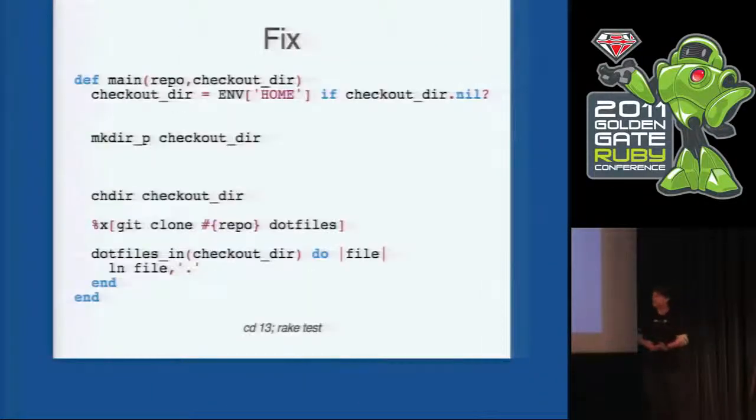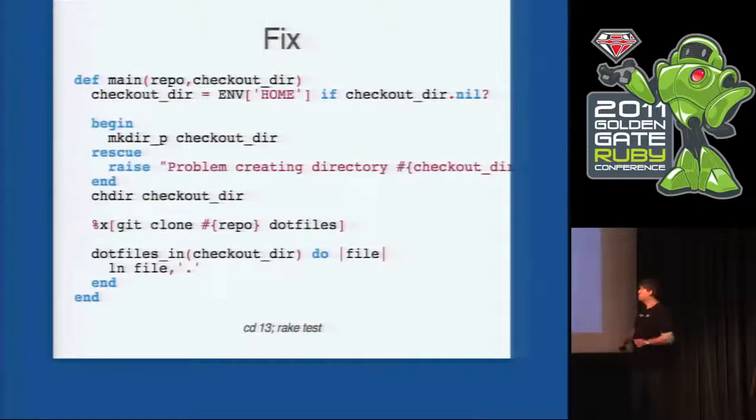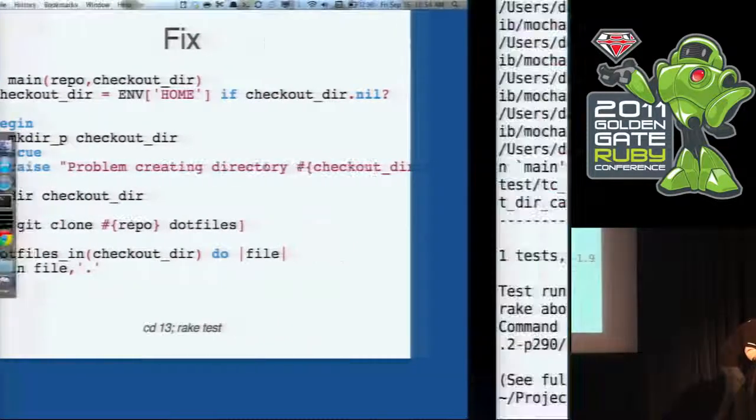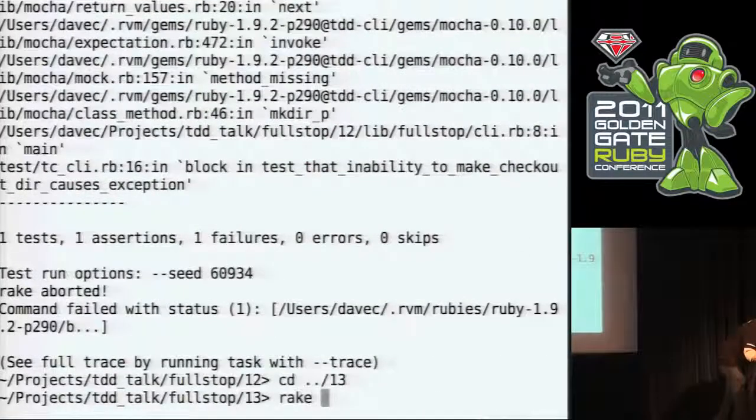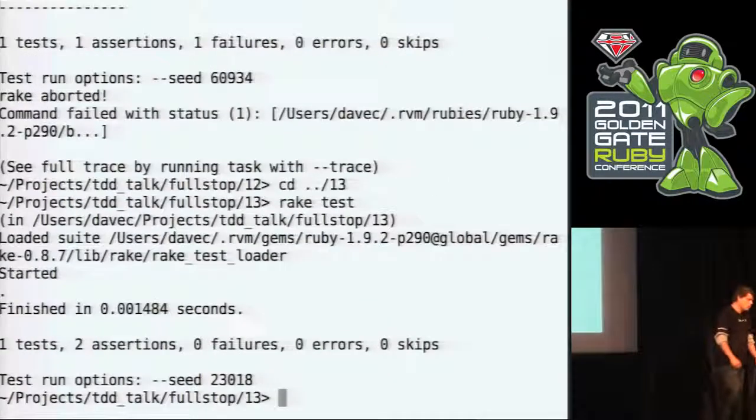Okay, so this is our main method. And remember, we're not going to make the ultimate end-all, be-all, exception-handling file utils thing right now. We're just going to fix this one problem in the quickest and, unfortunately, cheesiest way possible, which is to just do a rapid begin rescue and raise that problem, right? So it works, I hope. Oops. Okay, it works.